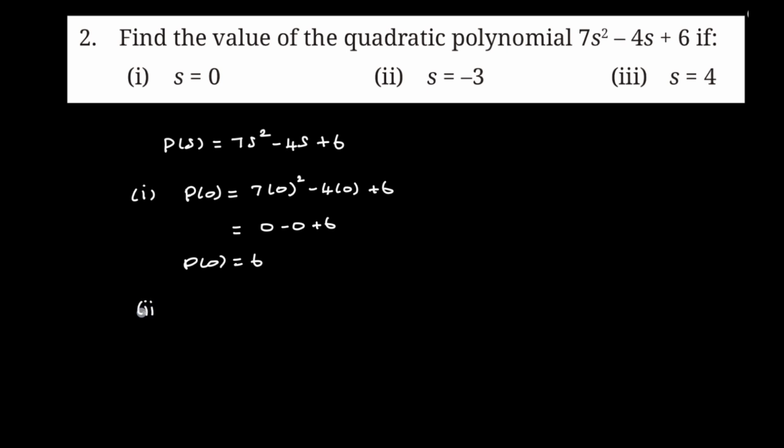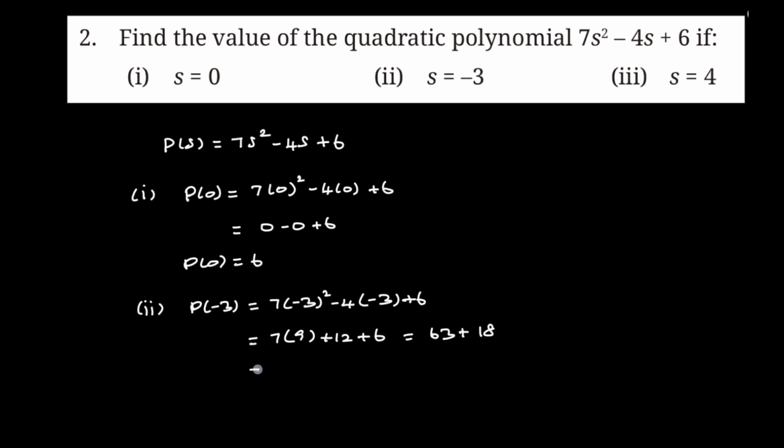Next, second one, find the value of the polynomial at s equal to minus 3. So P of minus 3. Instead of s, substitute minus 3. 7 into minus 3 the whole square minus 4 into minus 3 plus 6. So 7 into the square value of minus 3, which is 9. Minus 4 into minus 3 is plus 12, and plus 6. 7 nines are 63, plus 12 plus 6 is 18. Next, 63 plus 18 is 81. So the P of minus 3 value is 81.